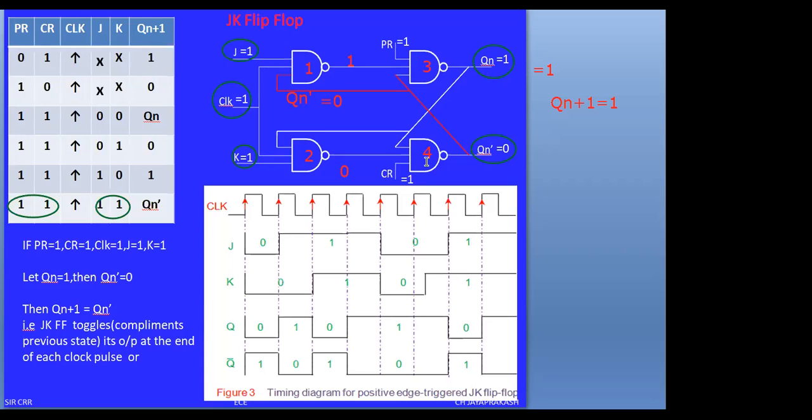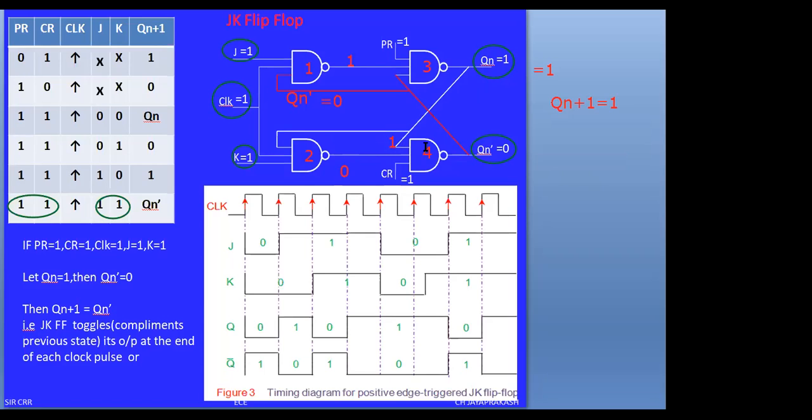Now see how this toggles. Since we have assumed this as 1, at NAND gate 3 Q of n is 1, so this 1 is given as feedback to NAND gate 4. What happens when it is given to NAND gate 4? Here this will be equal to 1. This 1 is applied and 0 is coming from NAND gate 2.